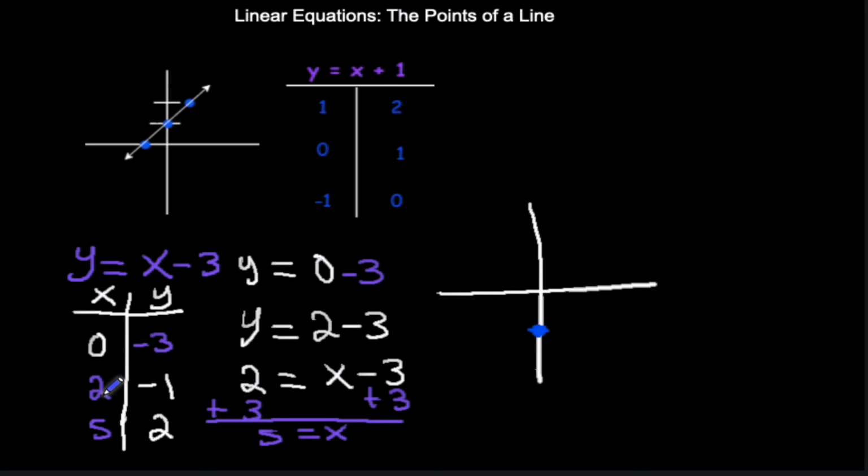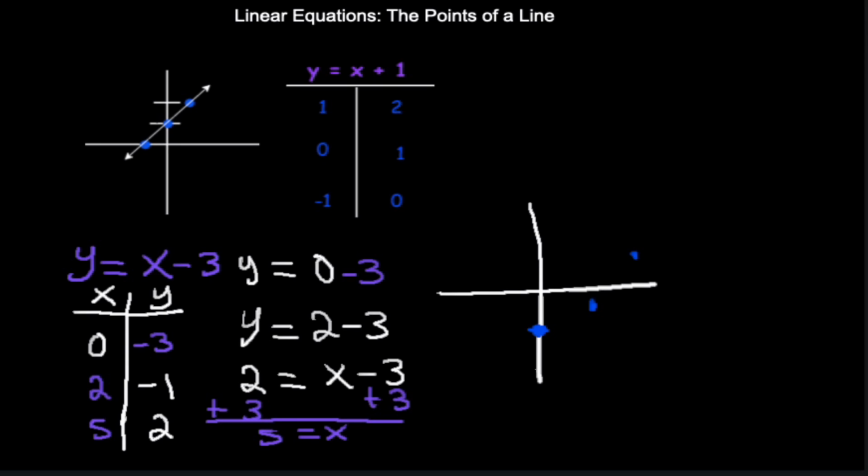And then we have (2, -1). So remember, +2 is x. So move over to +2, which is probably about here, and down to -1, which is basically right in here. And last but not least, we have (5, 2). So we're going to come all the way out to 5, which is probably right here. And then we're going to move up 2 spaces, which is probably right in here.